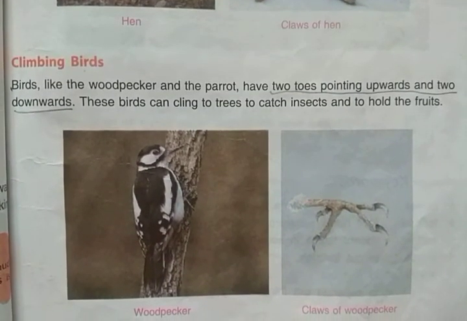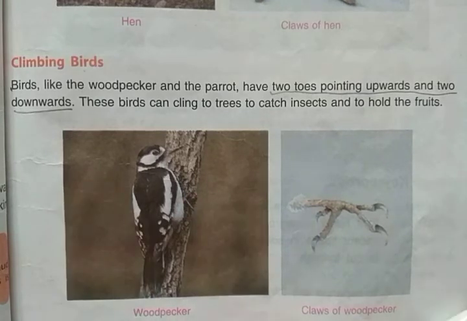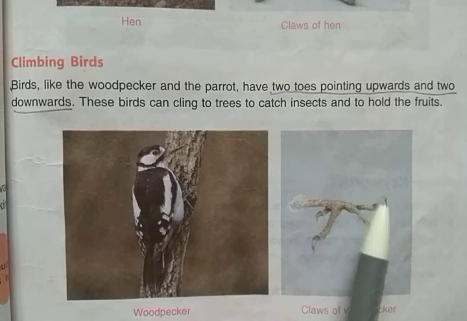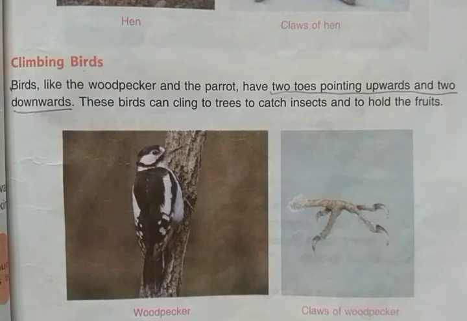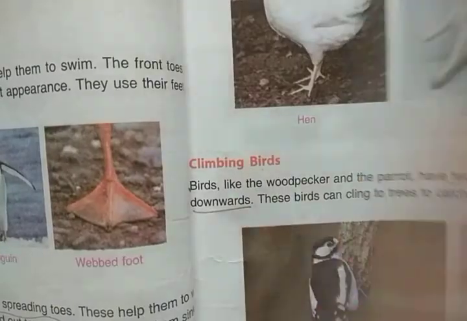Now the climbing birds. Climbing, जो climb करते हैं birds like woodpecker and parrot, they have 2 toes in front and 2 at the back. So 2 toes pointing upwards and 2 downwards. And these birds can cling, ये ऐसे लटक जाते हैं, to trees to catch insects and to hold the fruits. Fruits को hold करने के लिए और इंसेक्ट्स को कैच करने के लिए ये ट्रीज पे क्लिंग हो जाते हैं, लटक जाते हैं.